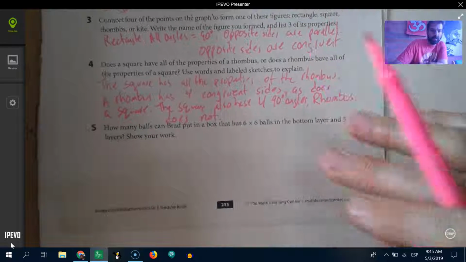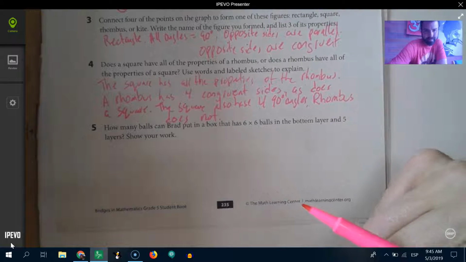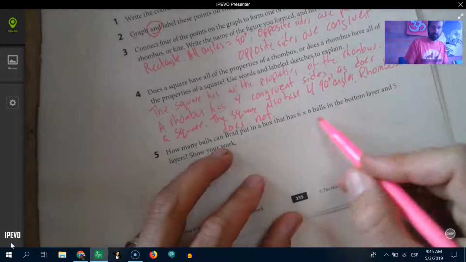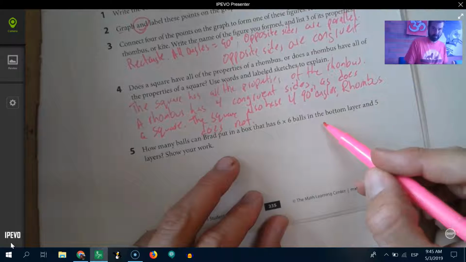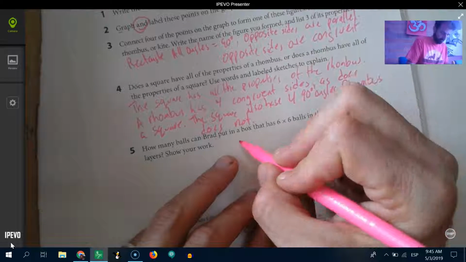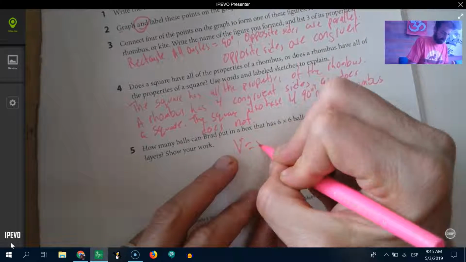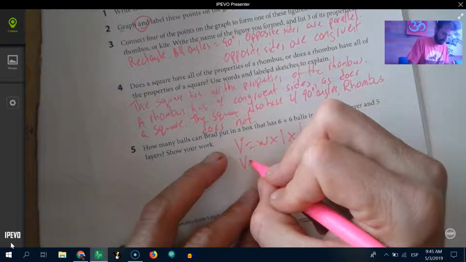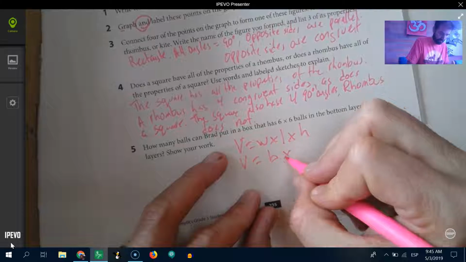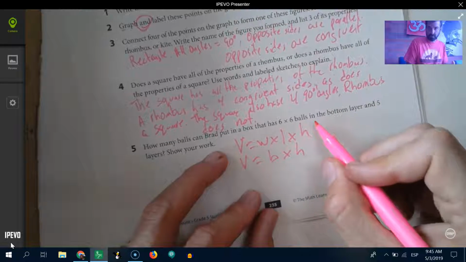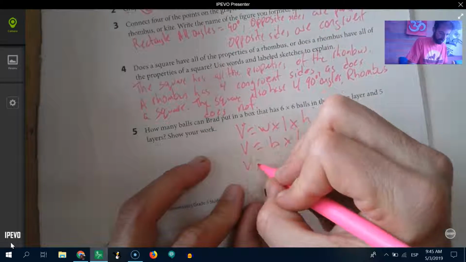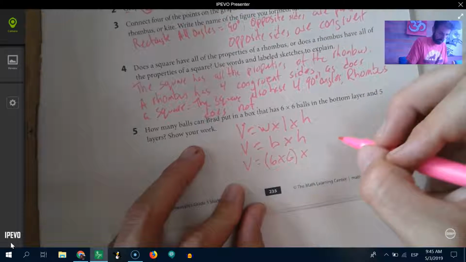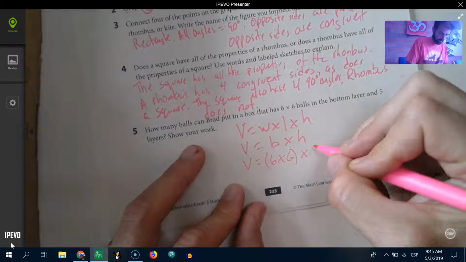How many balls can Brad put in a box that has 6 by 6 balls in the bottom layer and 5 layers? Show your work. So they're giving us the bottom layer, which is also the base. So we can say volume equals width times length times height. We can also say volume equals base times height. Our base here is that bottom layer. So this is saying that we have a 6 by 6 and that we are going 5 layers.